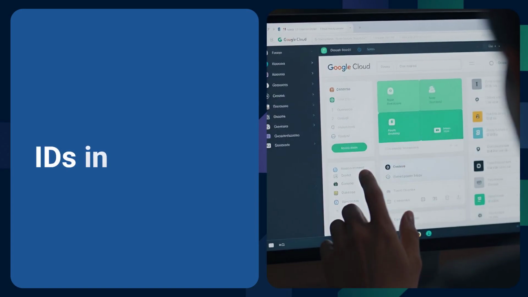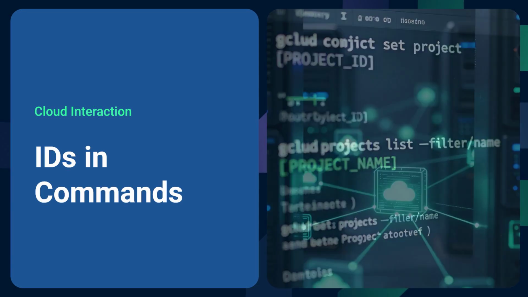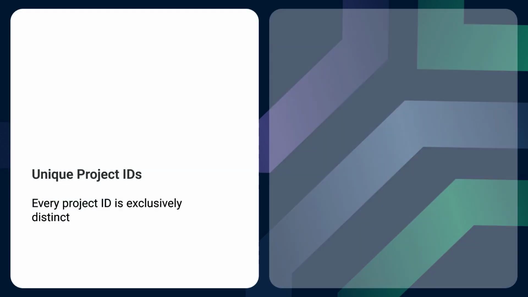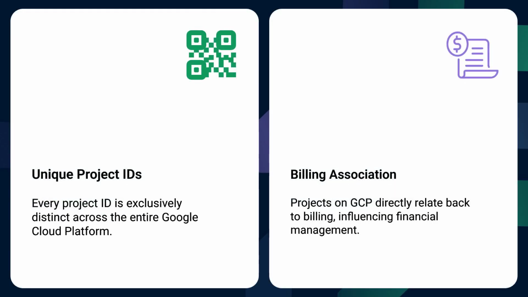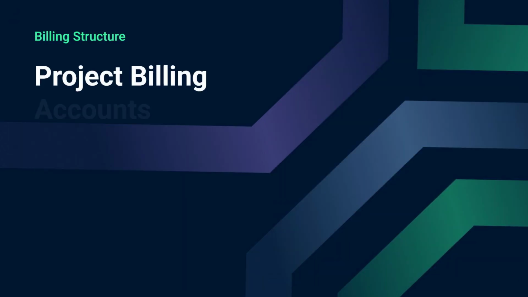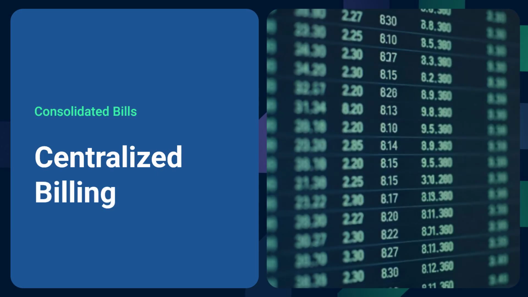So as you work with Google Cloud, you'll use things like project ID and project name in certain commands and certain API calls. Each project ID is unique across the whole GCP platform, and projects relate back to billing as well. Each project has one billing account associated with it. You can, however, use multiple projects with one billing account. And as a result, multiple projects will have all their bills sent to the same account.